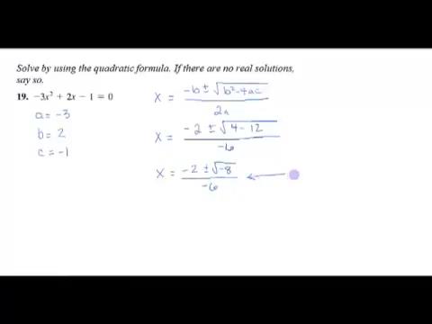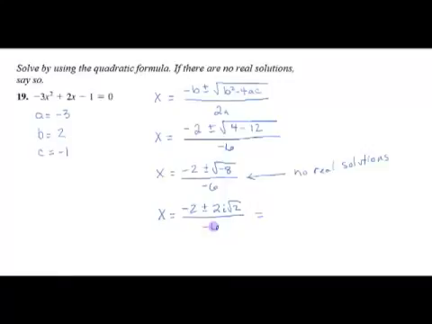Here we can see that we'll have no real solutions because we're being asked to find the square root of a negative. If we would like, we can go ahead and find the complex solutions and put them in a plus bi form. So if we did that, we'd have a negative 2 plus or minus 2i square roots of 2 all over negative 6.